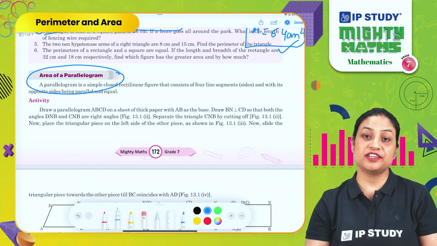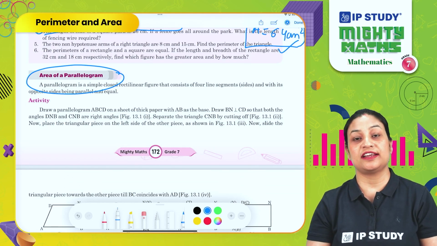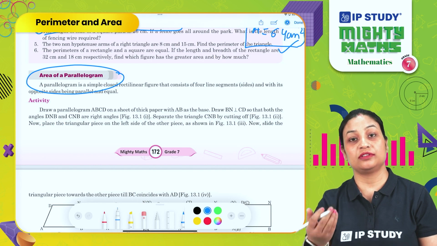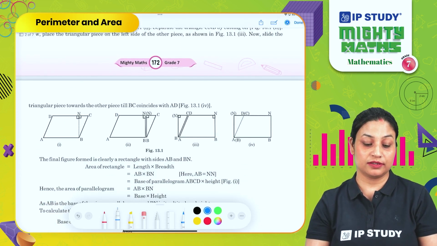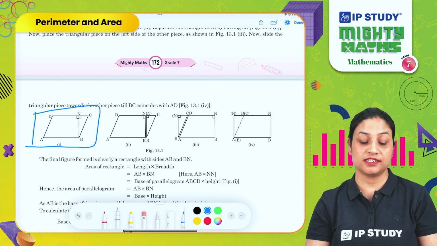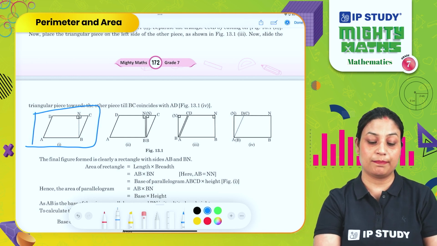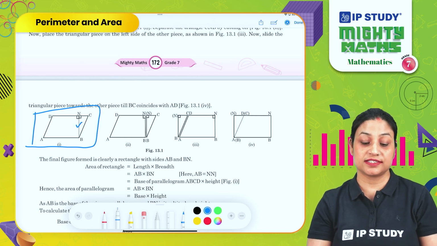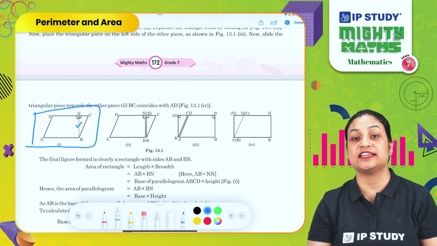So students, before I jump to the formula of area of parallelogram, let me take an activity and show you how that formula is derived, right? So let me show an activity over here. First of all, take a piece of paper and draw this parallelogram ABCD and draw a perpendicular BN, this one, in such a way that the angles CNB and DNB are of 90 degrees.